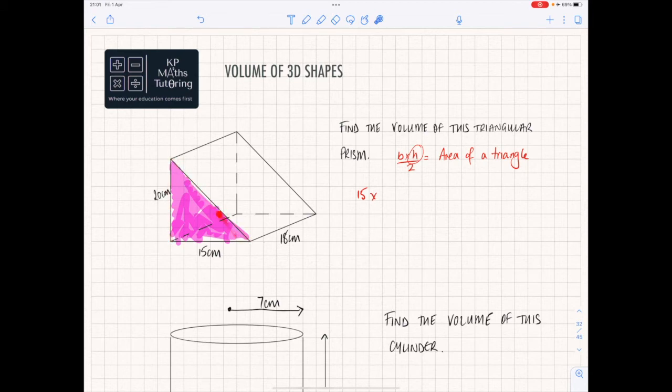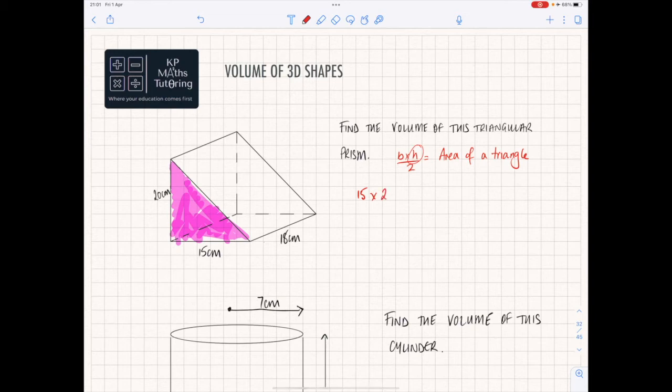If you are given this height and not this height, you will need to use Pythagoras, reverse Pythagoras, c squared minus b squared to get your a squared there. But in this case, we are given the perpendicular height, so we don't need to worry about that. If you're not sure on how to do Pythagoras, it's worth checking out my previous video explaining Pythagoras.